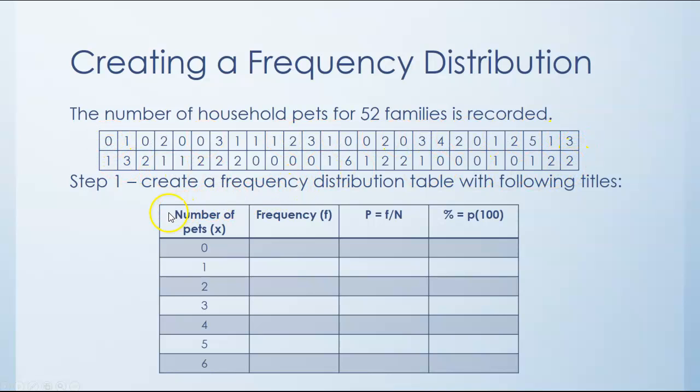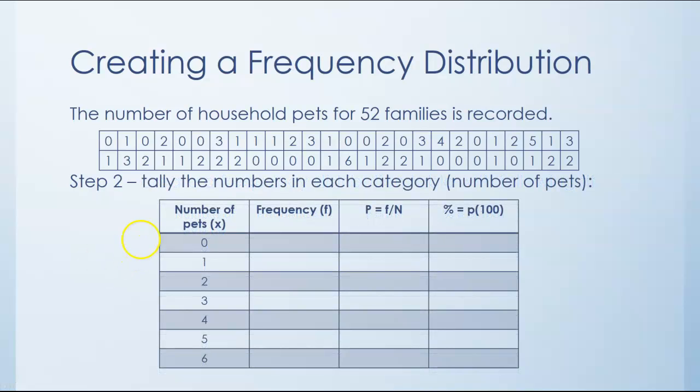So what we've got is the number of pets that go anywhere from 0 to 6. What we're going to do is figure out how many households have 0 pets, how many households have 1, 2, and so on and so forth. We're going to start off by just counting the number of houses that have 0 pets. So we're going to do a tally.